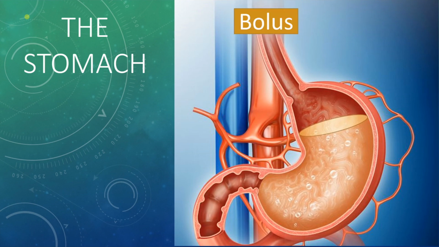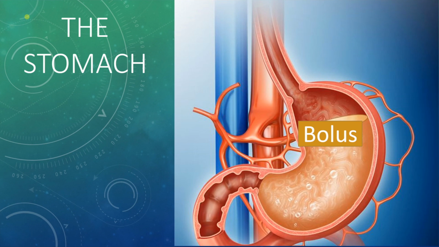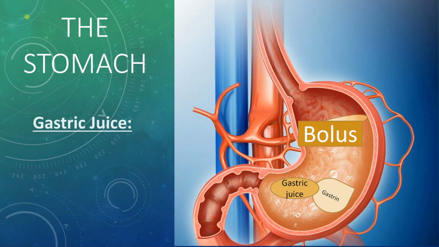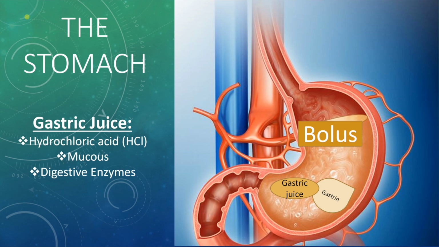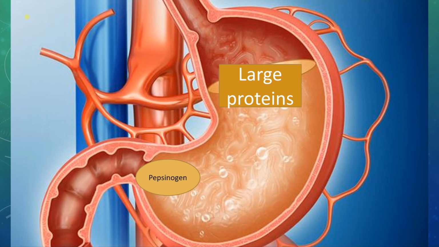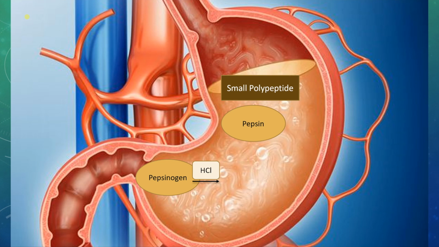When the bolus of food enters the stomach, the stomach secretes the hormone gastrin, which in turn stimulates gastric juice secretion. Gastric juice contains HCl, mucus, and digestive enzymes, with the most important one being pepsinogen. When in contact with HCl, pepsinogen becomes pepsin, which breaks larger proteins into smaller polypeptides.